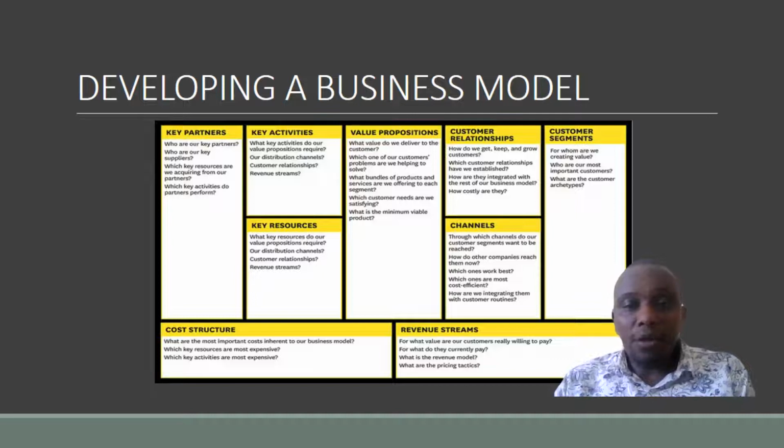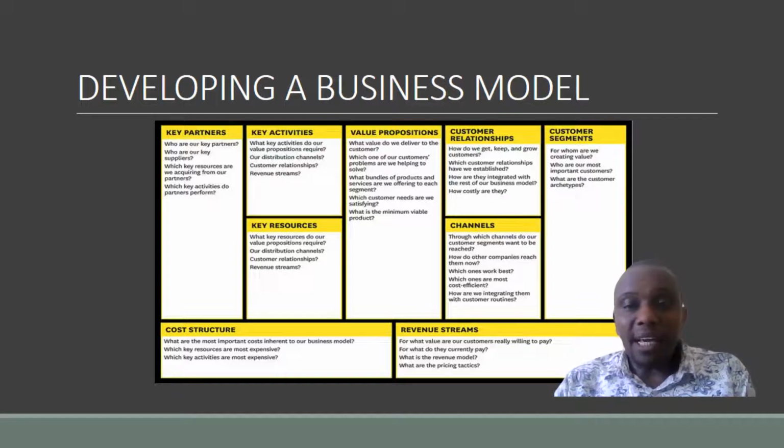Now, the business canvas model has what we call 9 blocks. 1, 2, 3, 4, 5, 6, 7, 8, 9. It's made up of 9 blocks. And all these blocks try to help us understand what we need for us to be able to start our business or to implement our business model. And through that, we know whether the idea is viable or it's an idea that needs a bit of fine-tuning so that we can be able to start.